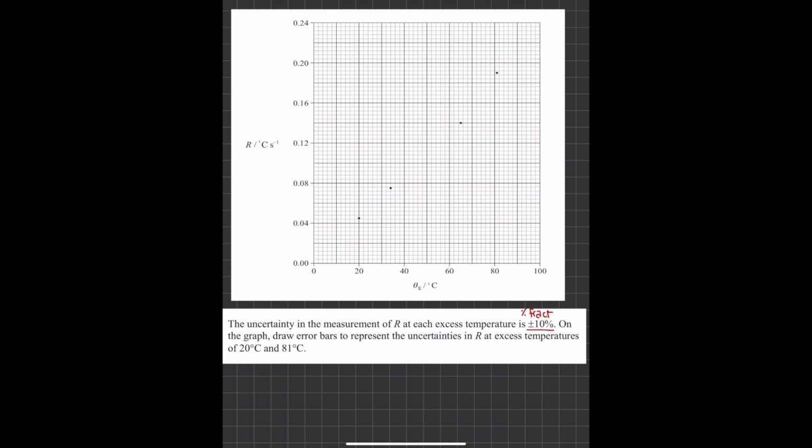We need to draw error bars to represent the uncertainties in R. Remember that error bars are represented by only the absolute uncertainty. First, let's find R at 20 and 80. In order to find that, you have to count how many units we have between the first 2 values. I have 10 boxes. So you do 0.04 divided by 10. That will give you 0.004. So each small box is 0.004.